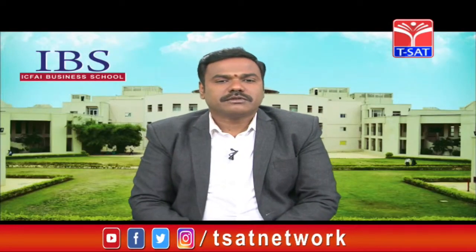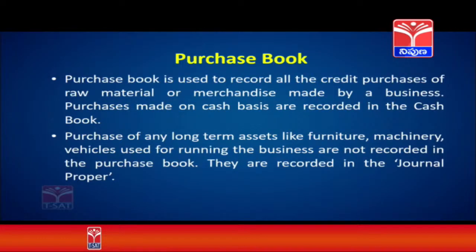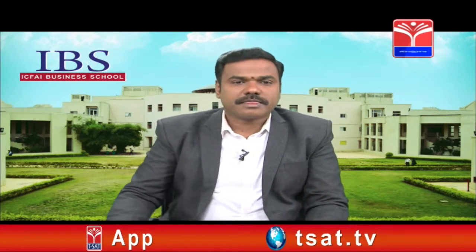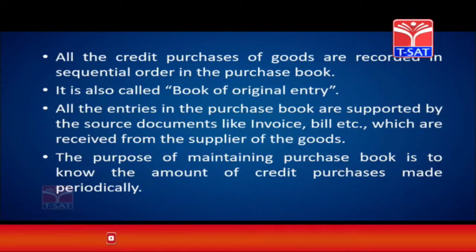So purchase of any long-term assets like furniture, machinery, vehicles used for running the business, they are all the long-term assets. Such assets are not recorded in purchase book. They are recorded in journal proper. So it means purchase book is meant for recording the purchase of raw material and merchandise. So all the credit purchases are recorded in sequential order in the purchase book.